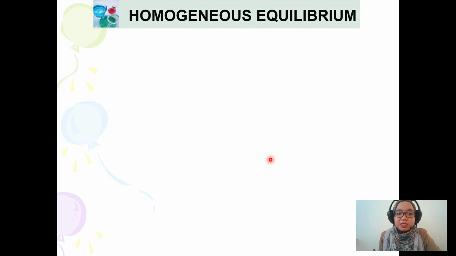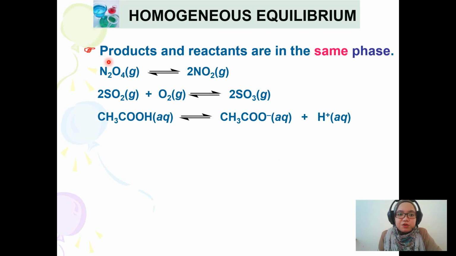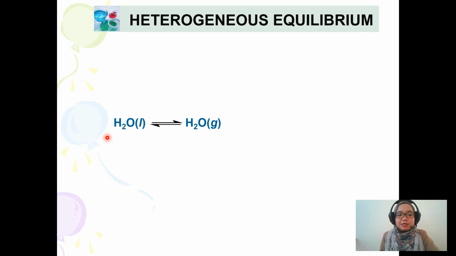So, let's see first, what is homogeneous equilibrium? Homogeneous equilibrium is when the products and reactants are in the same phase. For example, here we got dinitrogen tetroxide decomposed into 2 moles of nitrogen dioxide. These reactant and product are all in the gas phase, in the same phase. The next example is 2 moles of sulfur dioxide reacting with oxygen to form 2 moles of sulfur trioxide. All these are in gas phase. Same goes to this one, all in aqueous phase. So when the products and reactants are in the same phase, that is when we call the system in homogeneous equilibrium.